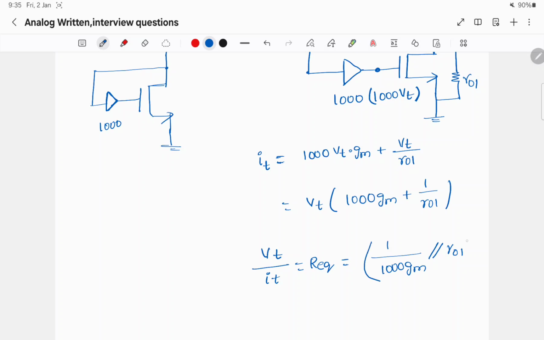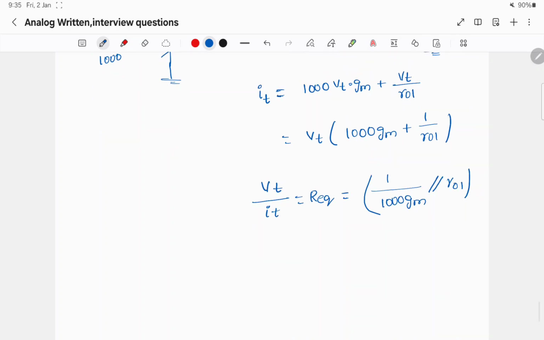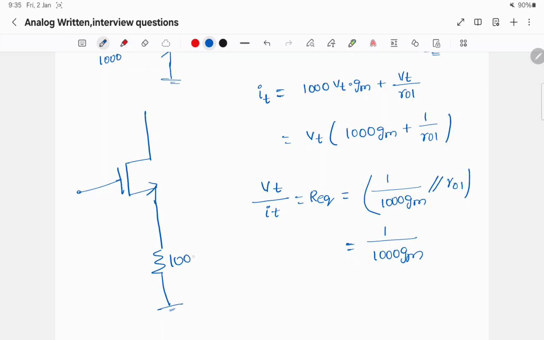If we do VT by IT, we will get R equivalent, that will be 1 by 1000 GM in parallel with RO1. Earlier we took 1 by GM parallel RO1 as 1 by GM. Here the resistance is even smaller, so this will be 1 by 1000 GM. So now this will look like this: 1000 GM and RO2.